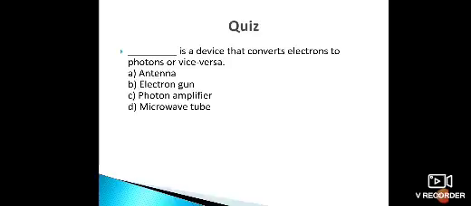Next, please note this question. Dash is a device that converts electrons to photons or vice versa. That is, a device which will convert electrons to photons or photons to electrons. So what is that device? Whether it is the antenna, electron gun, photon amplifier, or microwave tube. Please note this question.